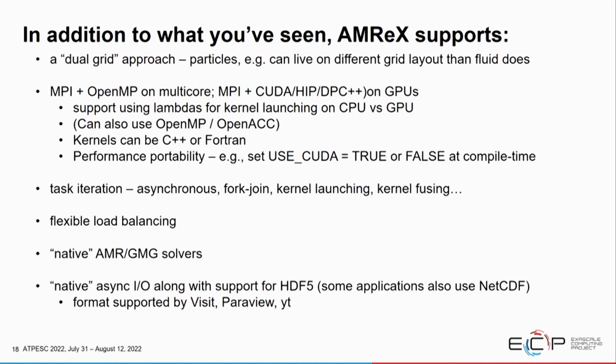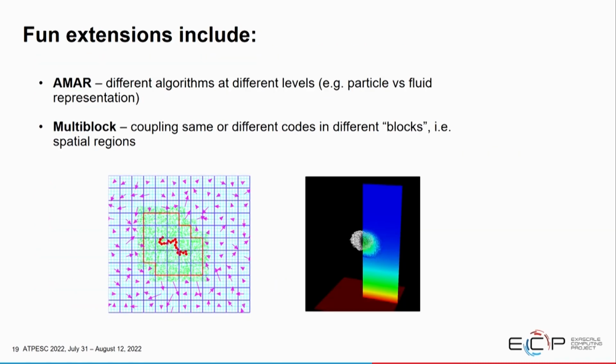Again, we've talked about a bunch of things. We talked about the viz support. Other fun extensions: in the kinds of things we've talked about, you're doing the same operation at every level, right? We're computing fluxes, we're updating a phi, we're moving it. If you get creative, you can start saying, you know what? At the coarse level, maybe I'll solve the Navier-Stokes equations.